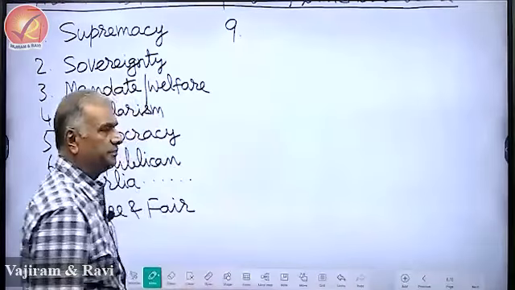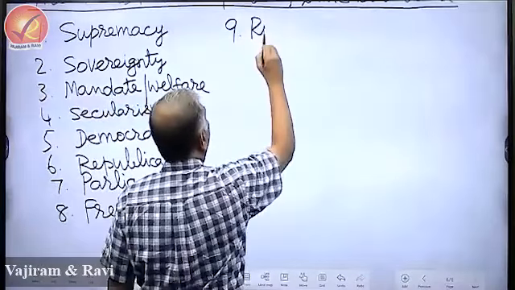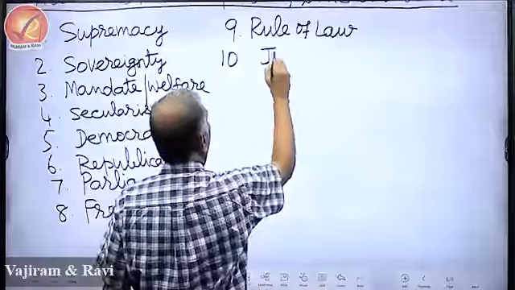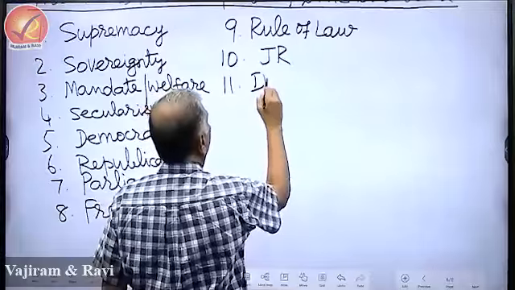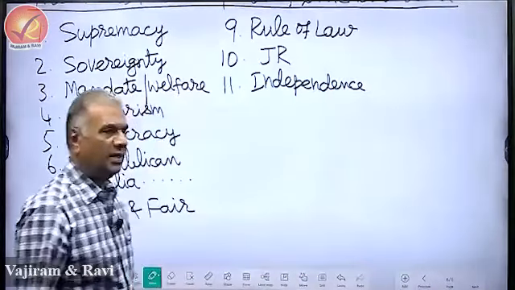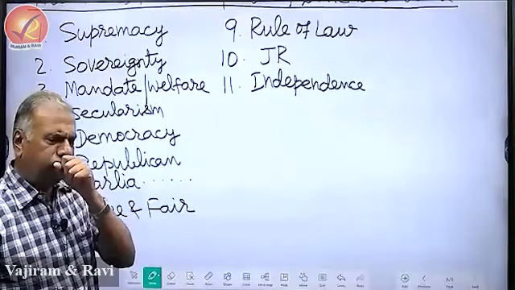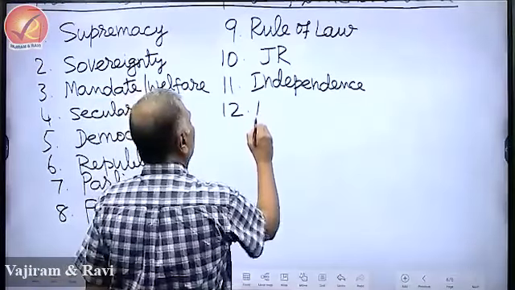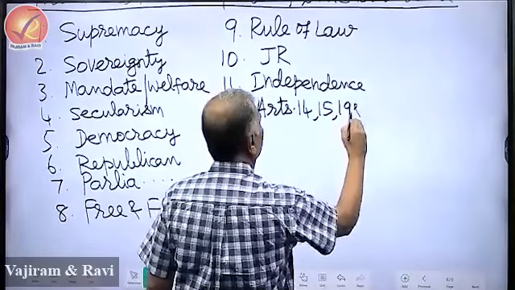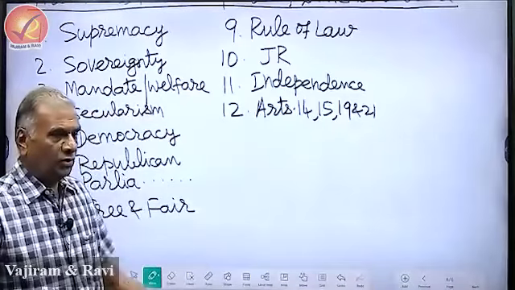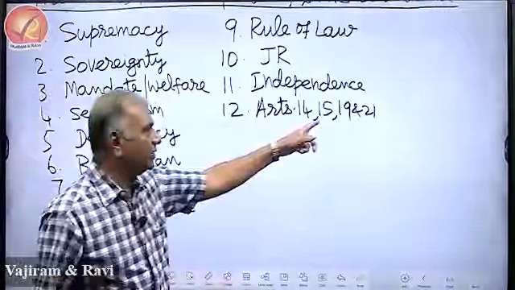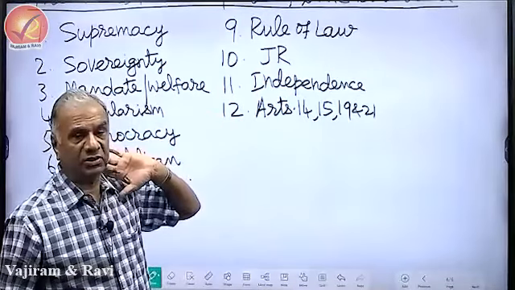Then rule of law. Judicial review. Independence of judiciary. Then fundamental rights given under Articles 14, 15, 19 and 21. So only fundamental rights given under these 4 articles are parts of the basic structure. For example, right to property was not included as part of the basic structure.